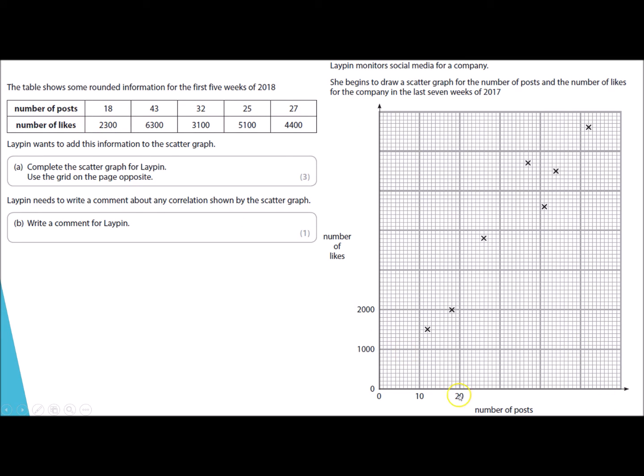So for 18 posts, we need to work out what these little divisions are. Let's just check. Are they going up in ones? 1, 2, 3, 4, 5, 6, 7, 8, 9, 10. So 18 would be here. And that's 2,300.